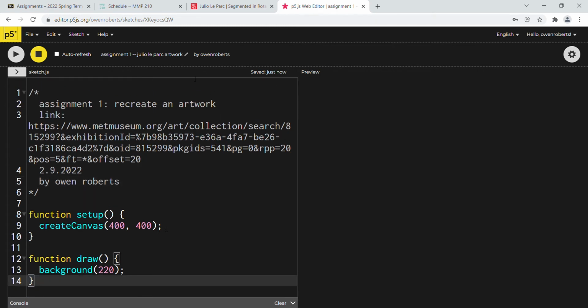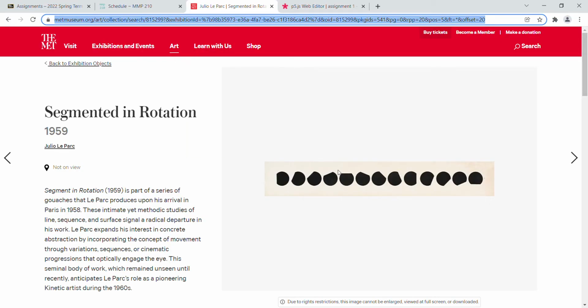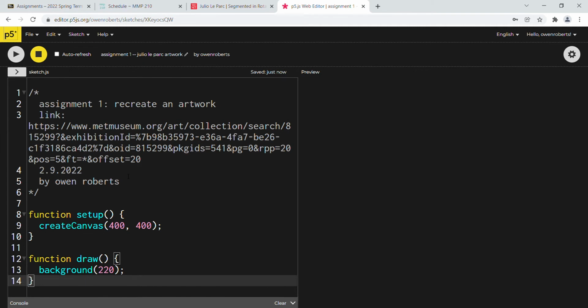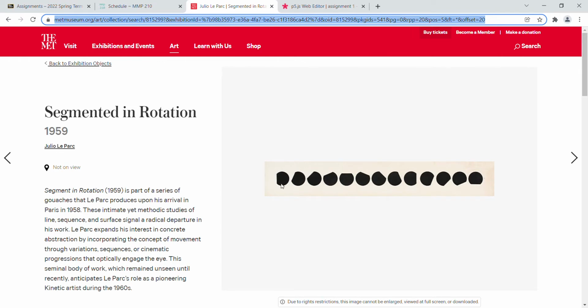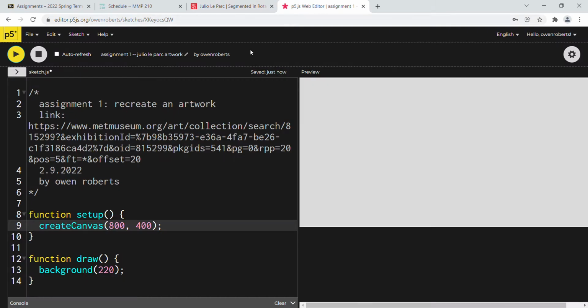So first I want to match the canvas to the artwork size. Oh, you can see it pretty well on the projector. The artwork is really long and not very tall. So I'm going to make my canvas longer. Maybe I'll try like 800 by 400. And that's pretty good, but it should probably be even longer. But I can always change that later. So I'll start with this and I'll make it longer if I need to.